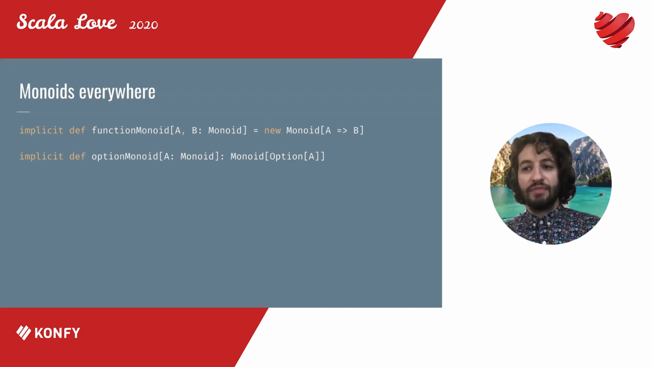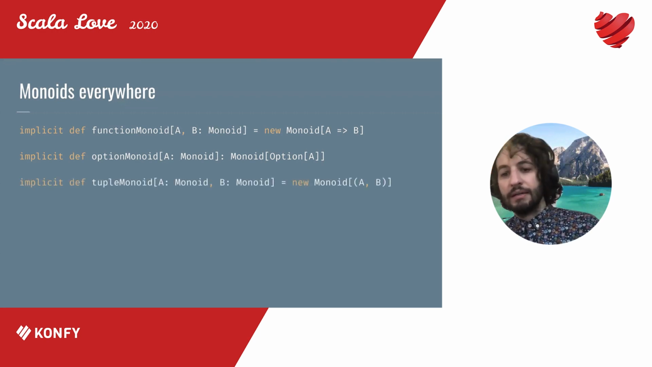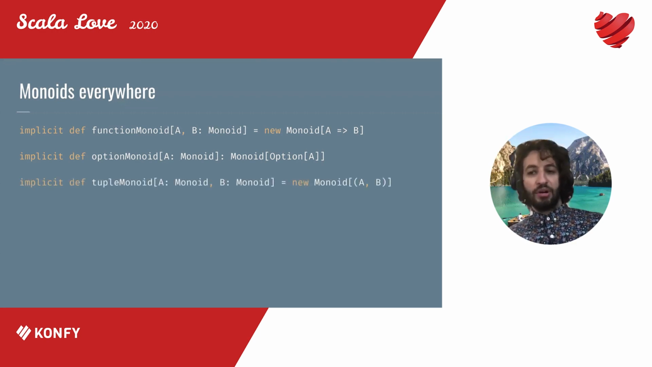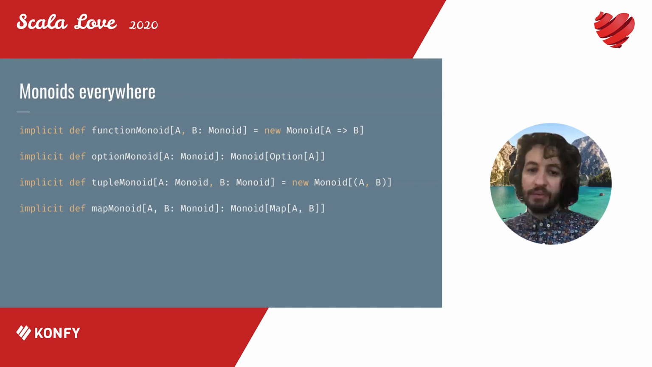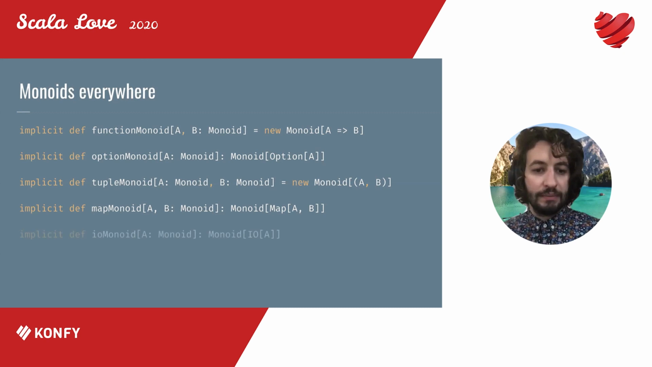So then that option of A becomes a monoid. The same goes for tuple. If we have a monoid on both sides, now we have a monoid for that tuple. We can do the same thing for the map monoid, for Scala's map, where if the values, the B type here, the value type of the map has a monoid, then we can start combining maps using that monoid.